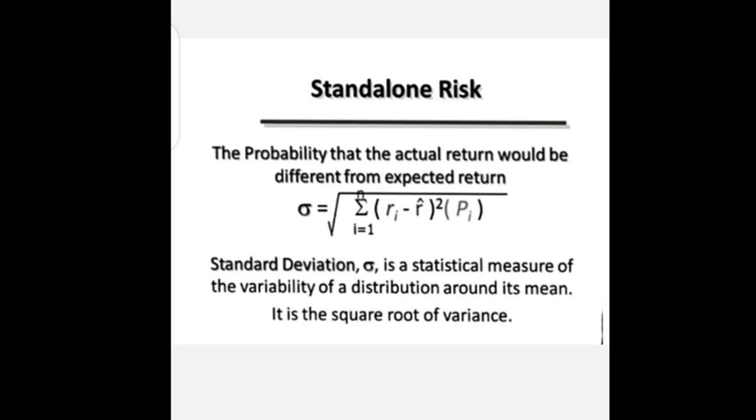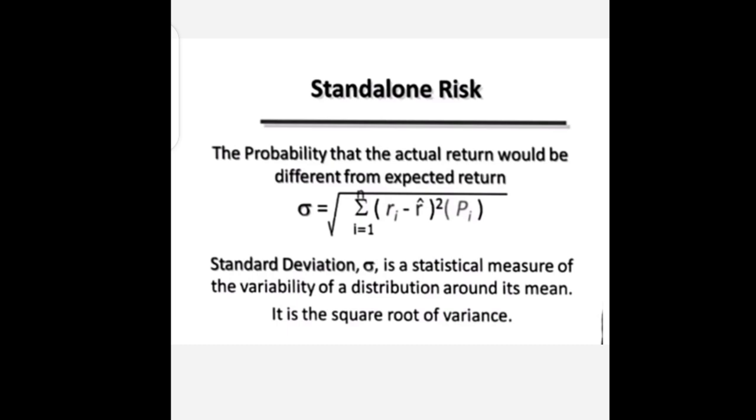So how can we calculate it? We can calculate it using the standard deviation formula by using Ri. Ri represents the actual rate of return, R cap represents the expected rate of return, which we will multiply with the probabilities. We will come to the end with the expected return and we will multiply it with pi, then we will come to an end with the standalone risk. So I hope you understood how to calculate the standalone risk.